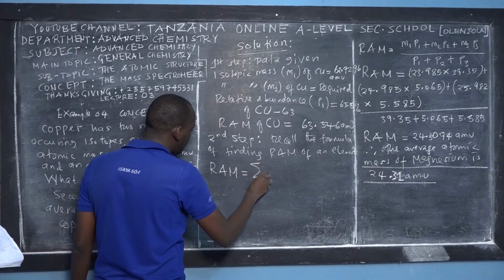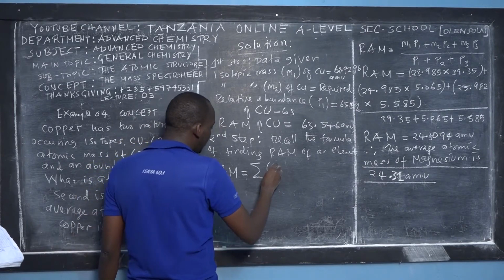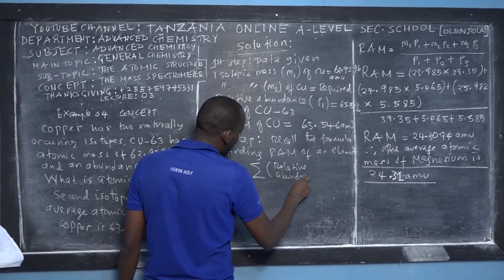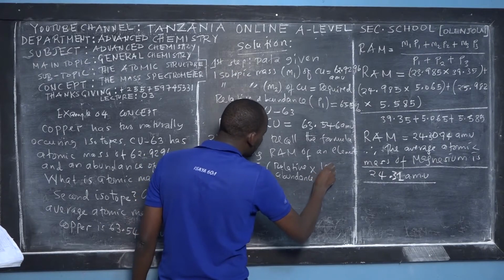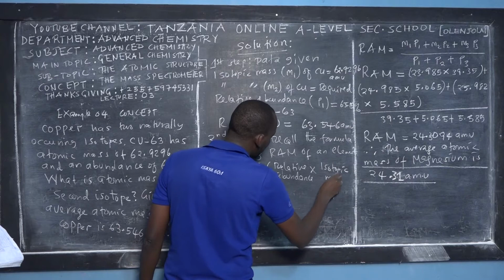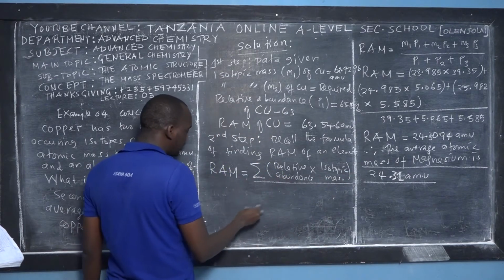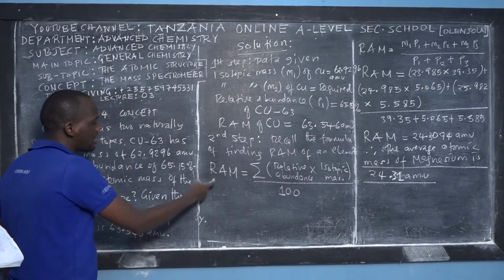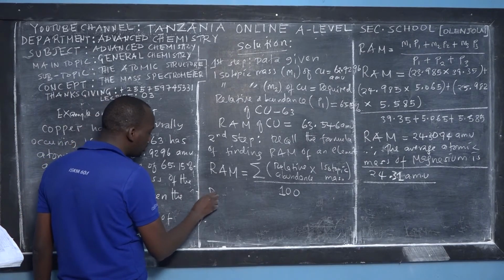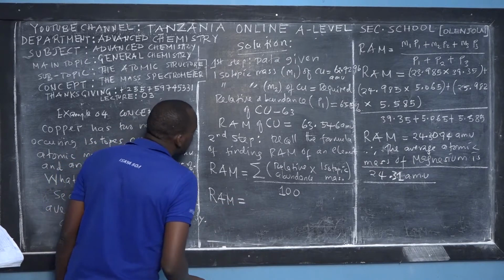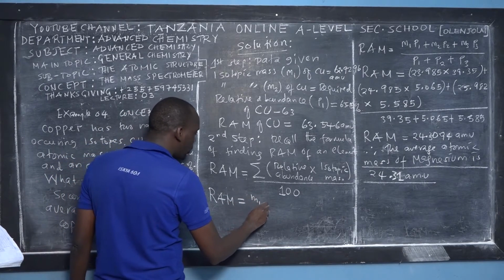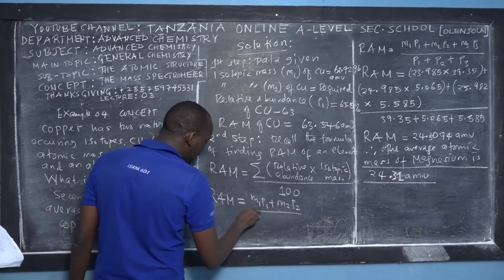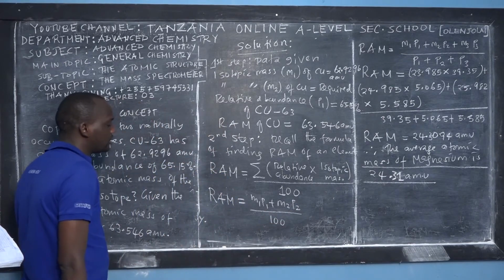This is equal to the summation, for this case, of relative abundance times isotopic mass as the numerator, and the denominator is the summation of abundance, which is equal to 100. I'll be repeating these formulas several times. Today we are given the relative atomic mass. Because there are two isotopes, the relative atomic mass is isotopic mass 1 times relative abundance 1 plus isotopic mass 2 times relative abundance 2, divided by 100. So this is the formula.